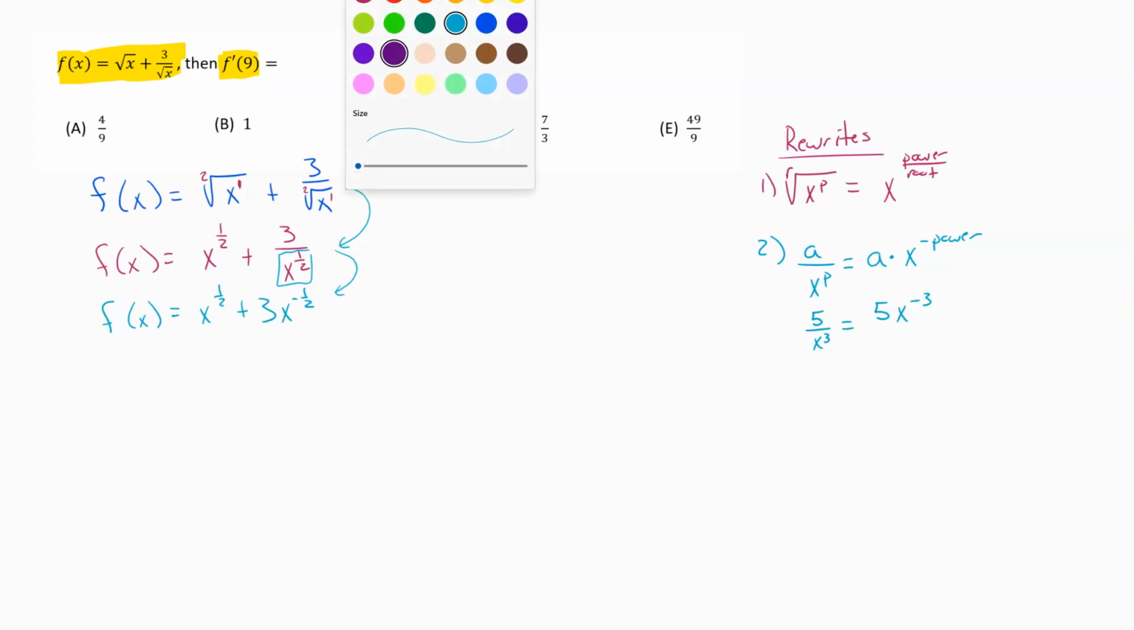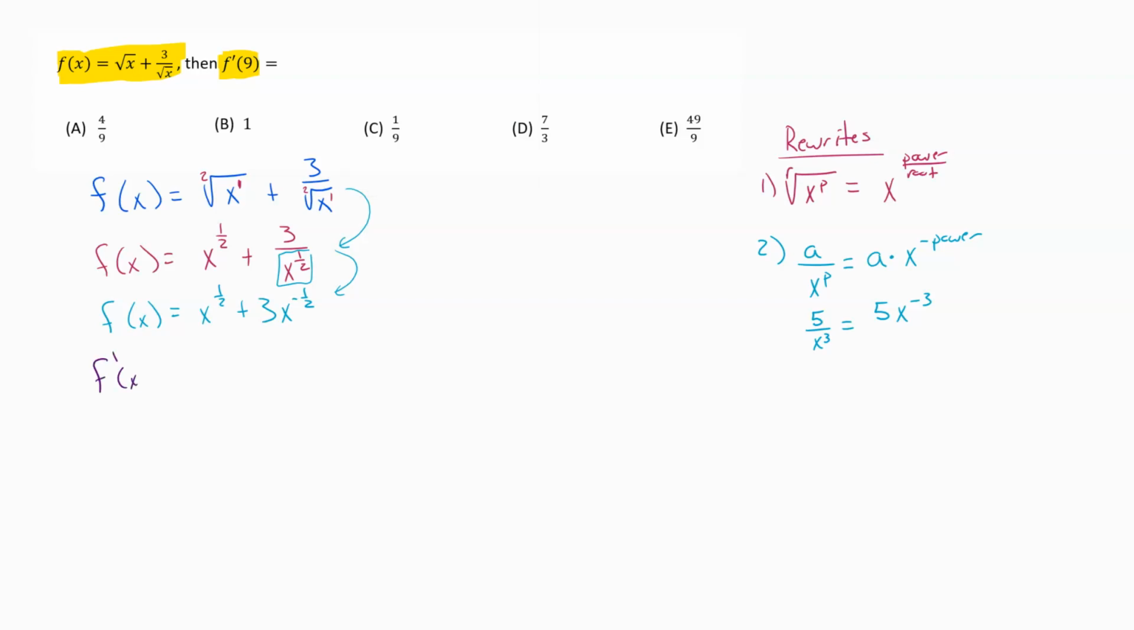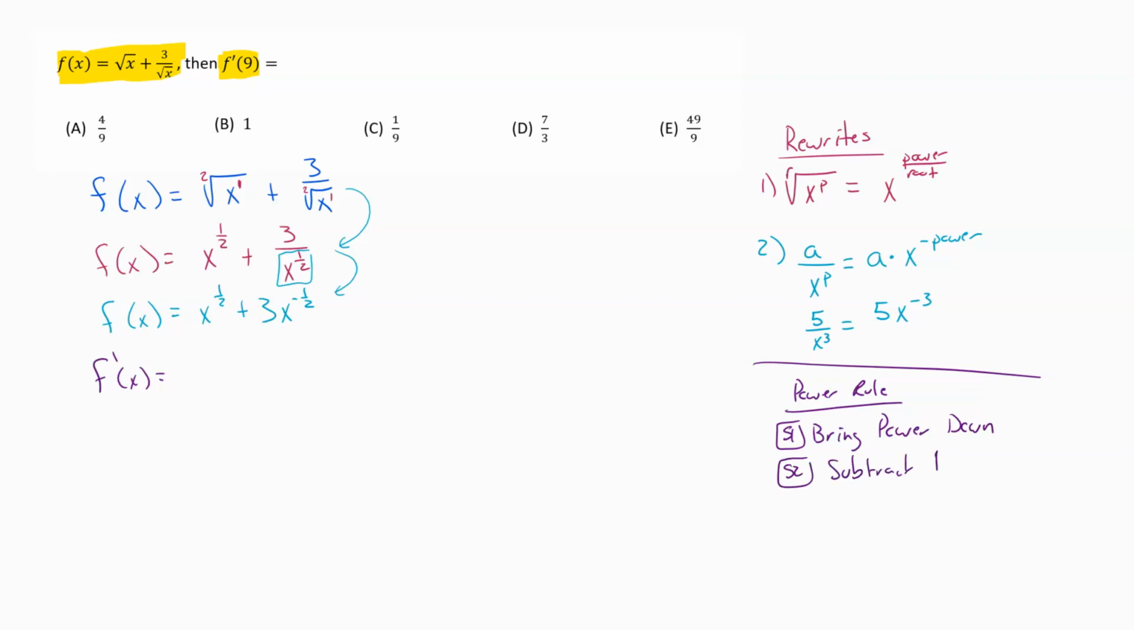So we come back through and follow our power rule. The power rule says bring the power down and then subtract 1 from the power. We'll perform that power rule on both pieces. We're going to bring this 1/2 down. We get 1/2 x, subtracting 1 from the power. 1/2 minus 1 is going to get us negative 1/2.